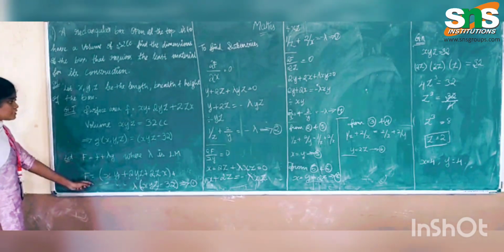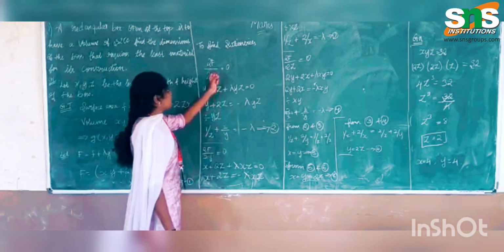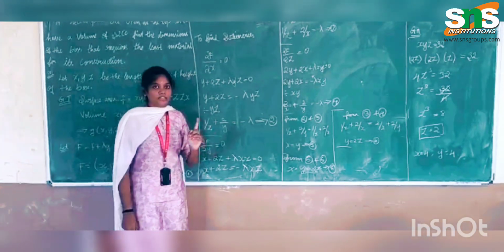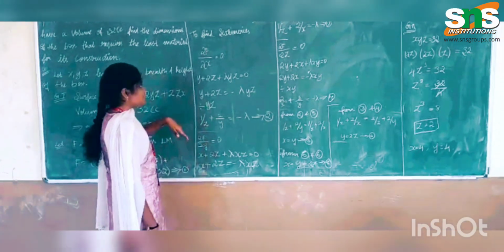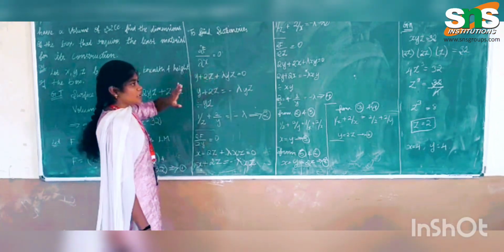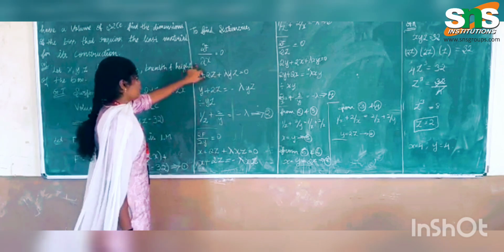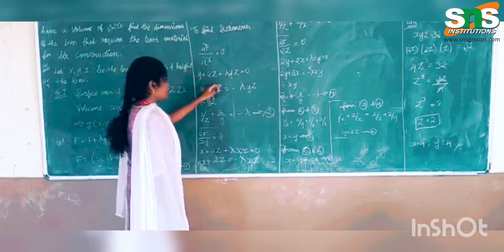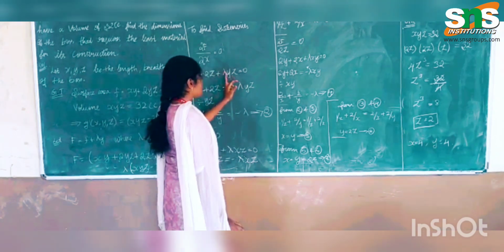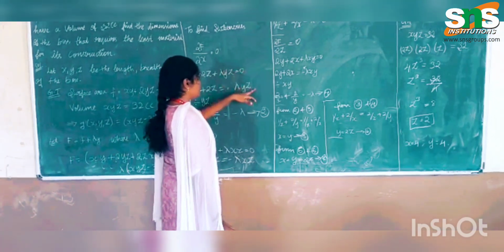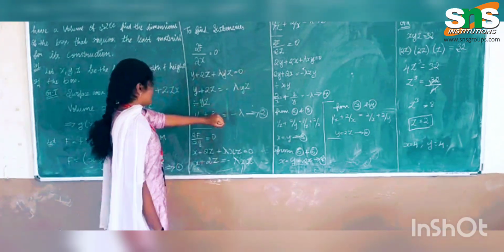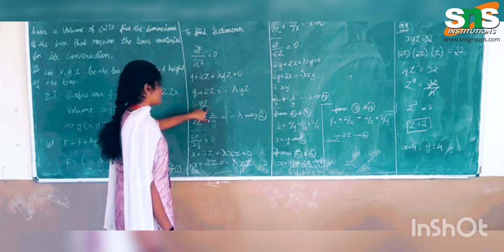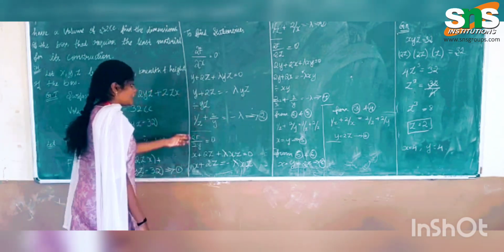We are substituting this, and we need to find dou f by dou x, dou f by dou y and dou f by dou z. After finding these three, we need to equate all three equations to 0. So now we are differentiating this function with respect to x, and we get this equation. Now we are taking lambda into y into z to the right hand side, so it will become minus. Now we are dividing this equation by minus y into z, and we get this equation.